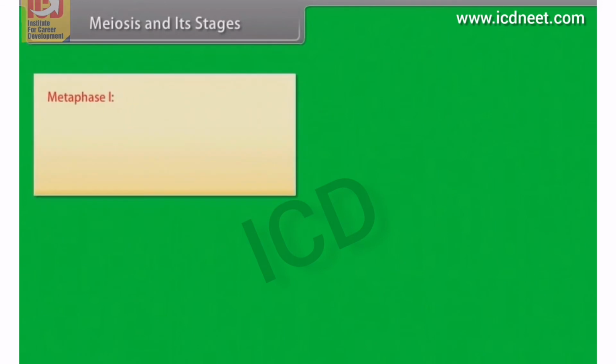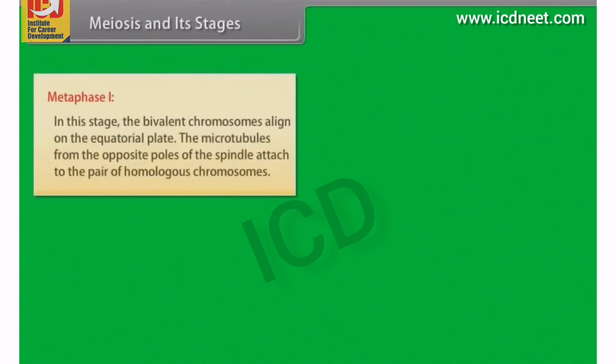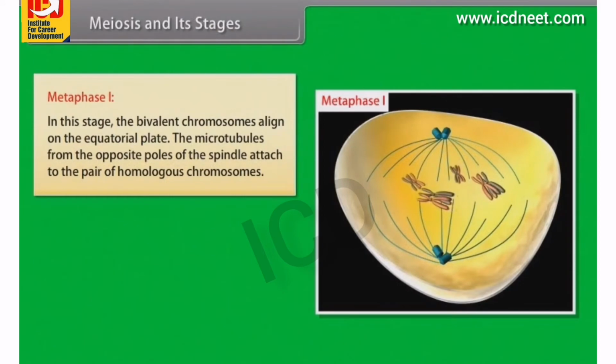After completion of prophase I, metaphase I takes place. In this stage, the bivalent chromosomes align on the equatorial plate. The microtubules from the opposite poles of the spindle attach to the pair of homologous chromosomes.